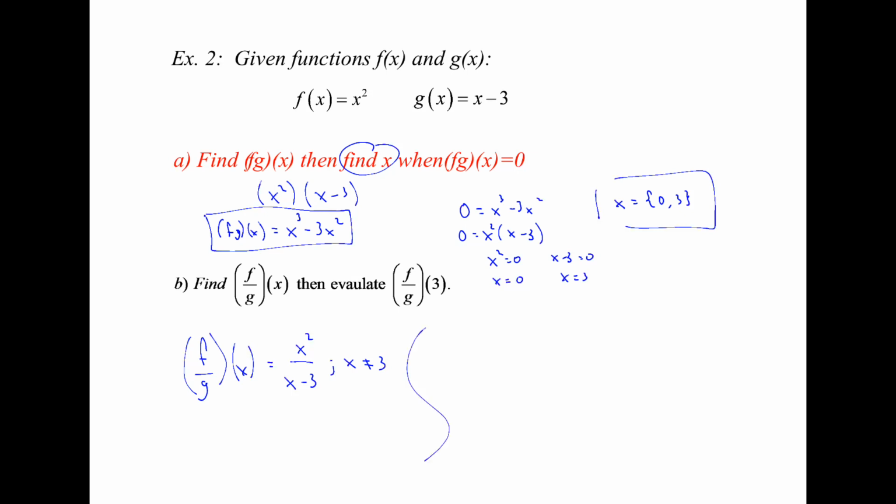And then the next part, if you're paying attention though, it says let's now find f divided by g of 3. But from what we just said, x can't equal 3. So if you try to plug this in, you'll get 3 squared over 3 minus 3, which is 9 divided by 0. And we know that's undefined. So f divided by g of 3 does not exist because x equals 3 is not part of the domain.